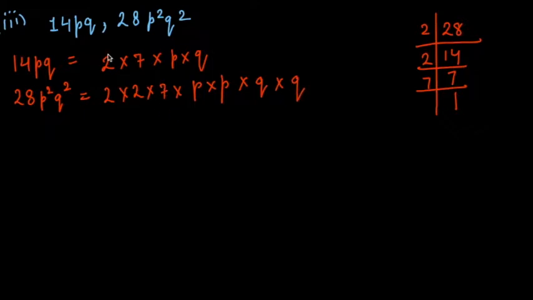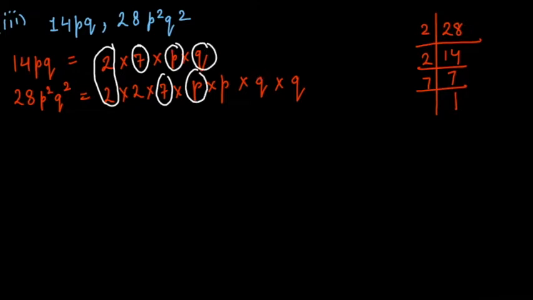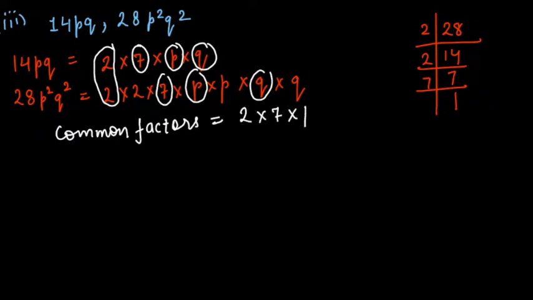Now make the groups. This 2 is forming one set. Now this 7 can be grouped with this 7. There is no second 2 here. This p can be grouped and this q can also be grouped. So what will be the common factors? 2 into 7 into p into q, which means 2 sevens are 14pq. So 14pq is a common factor of the given two terms.